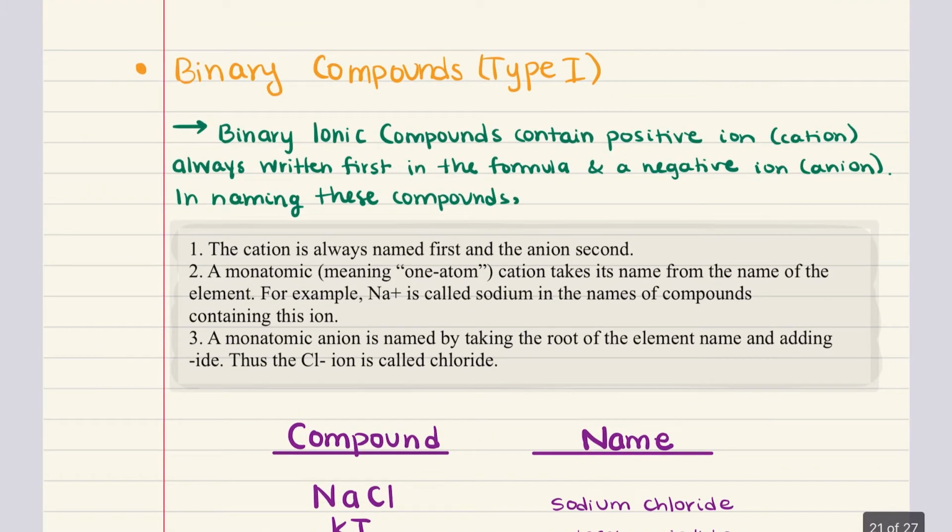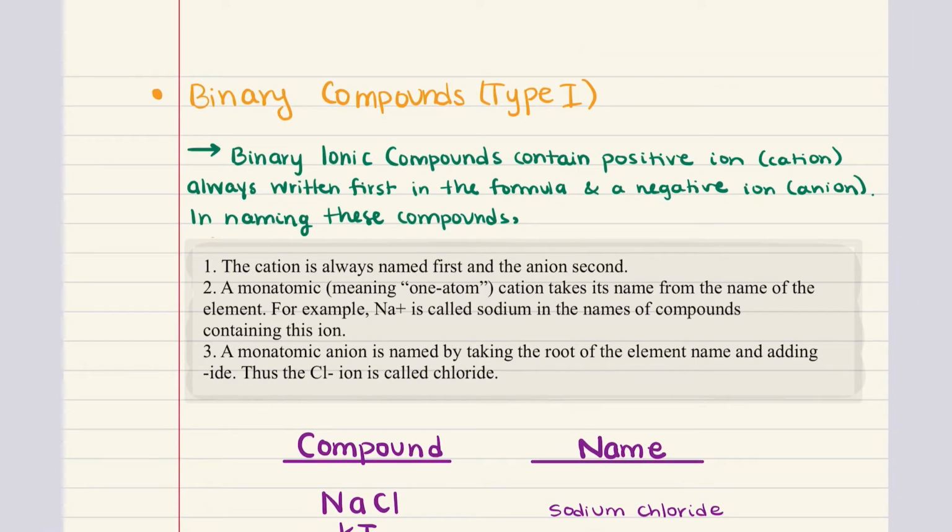And our first category is binary ionic compounds type 1. Ionic compounds contain a positive ion, a cation, always written first in the formula, followed by a negative ion, the anion. In naming these compounds, the following rules apply. Rule number 1, the cation is always named first and the anion second. Rule number 2, a monatomic cation takes its name from the name of the element. For example, sodium Na+ is always called sodium in the names of compounds containing this ion.